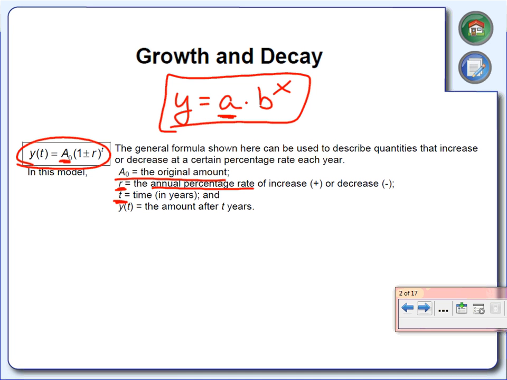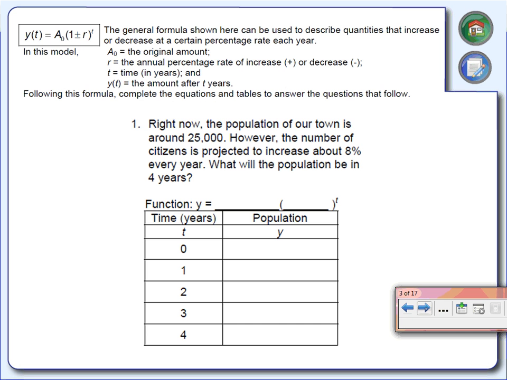Now again, I know it looks confusing, but it's going to be very similar to what we saw on Friday. So let's take a look at a couple of examples. The first one: right now, the population of our town is around 25,000 people. However, the number of citizens is projected to increase by about 8% every year. So what we want to know is, what would the population of the town be after 4 years? That's what we're looking for.